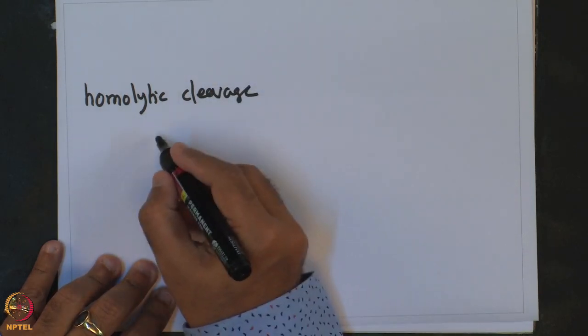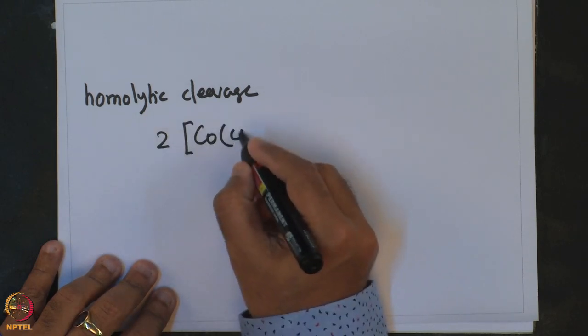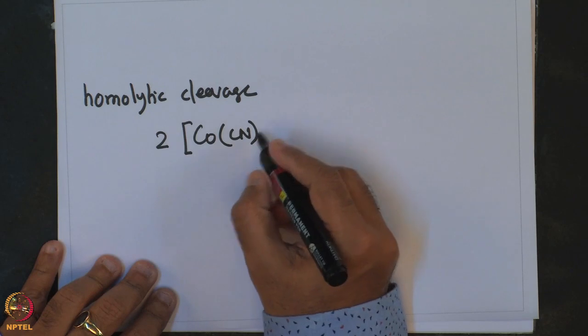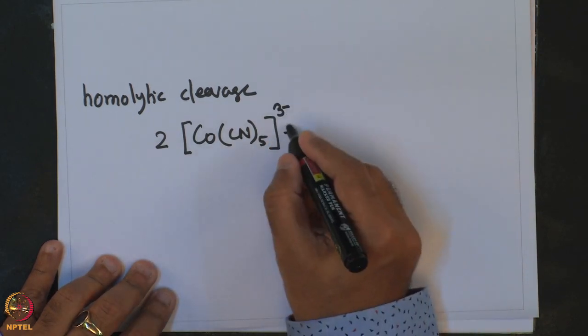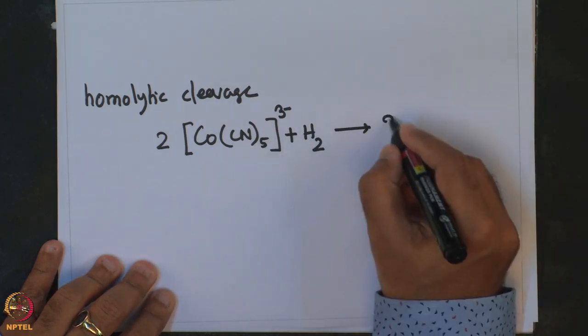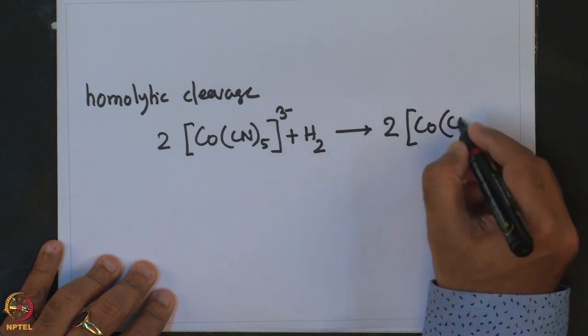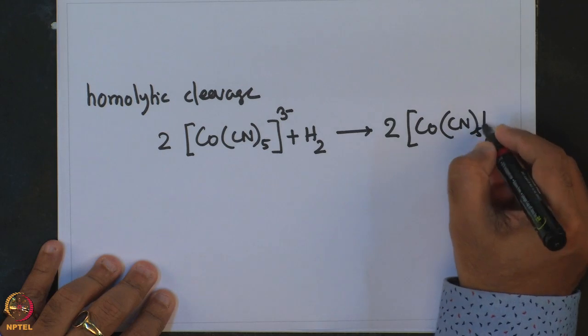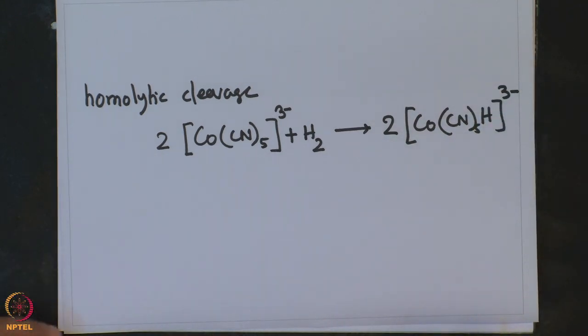and that is represented by this equation: 2 [Co(CN)5]3- plus H2 giving 2 [Co(CN)5H]3-. So, this is a homolytic cleavage. It means that dihydrogen is splitting into 2 hydrogen atoms.